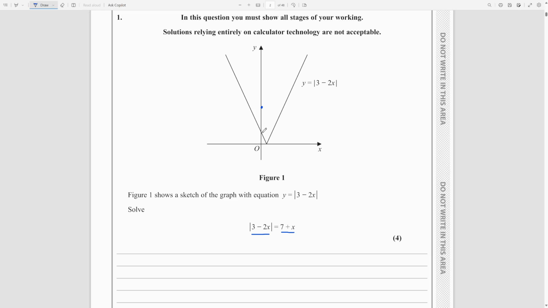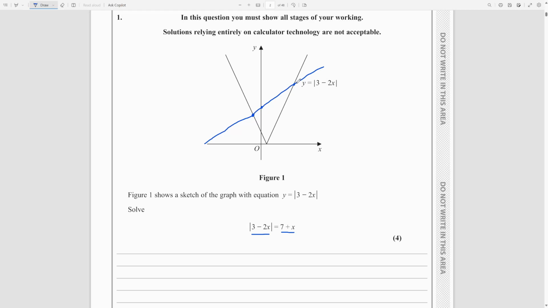Now I know that's above this point because this is the y-intercept of the modded 3 minus 2x, which is when x is 0, which is 3. So 7 is above that point. Now, 3 minus 2x has a gradient of minus 2, that's this one, and the modded bit has a gradient of 2. So 7 plus x has a gradient of 1, so I'll draw my line with a gradient which is clearly less steep than the mod graph there. That's important, otherwise you won't get this solution here.